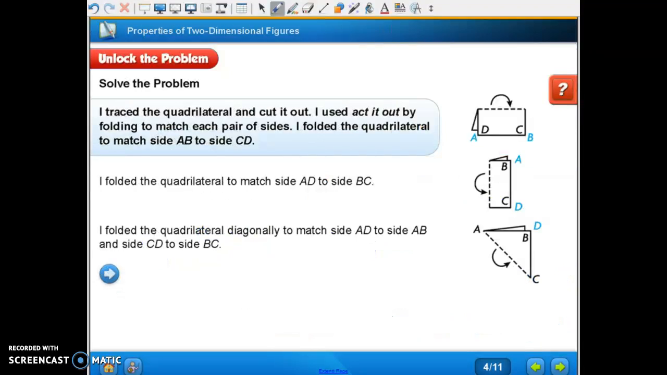So I traced a quadrilateral and I cut it out. I used act it out by folding to match each pair of sides. I fold the quadrilateral to match sides AB and CD. Okay, if you're at home watching this, you need to get a piece of paper, cut yourself out a square, and label it like the one they show at the top of page 435. So I fold the quadrilateral to match AD and BC.